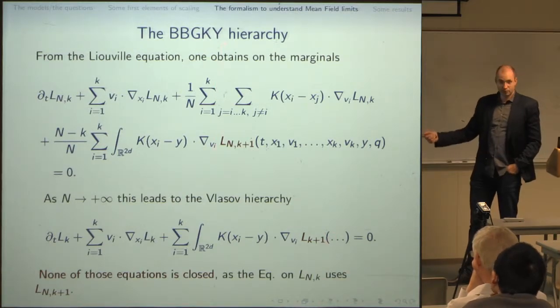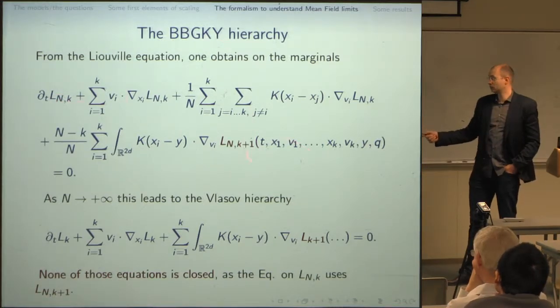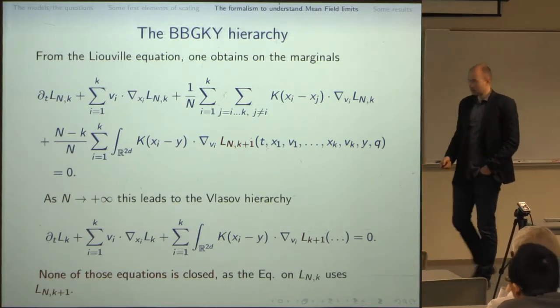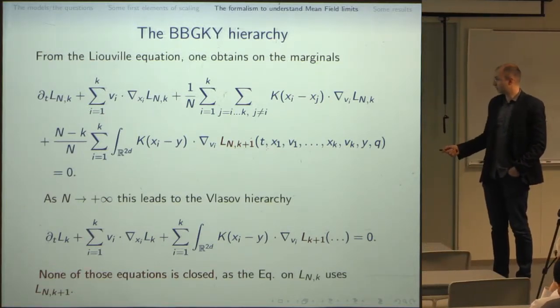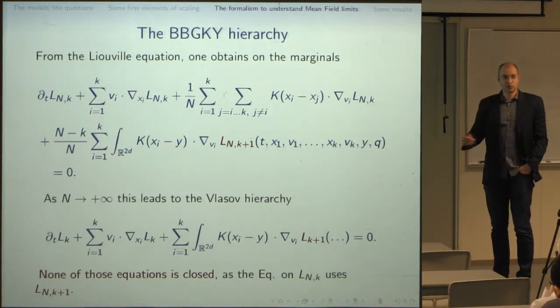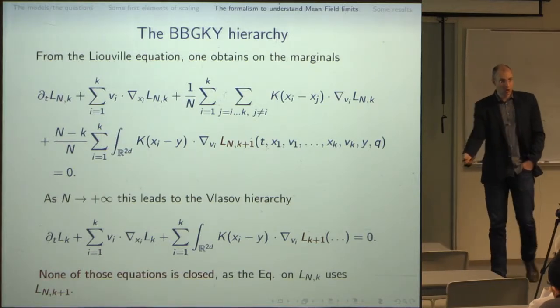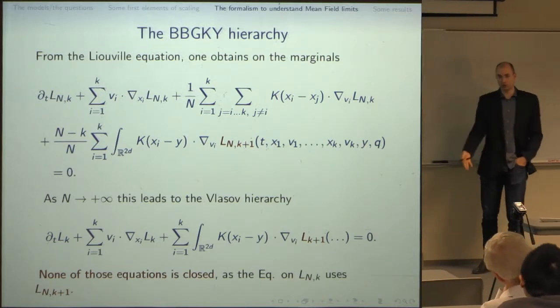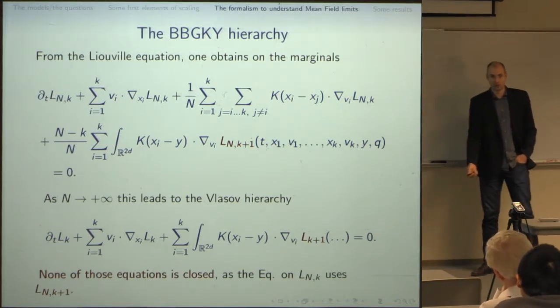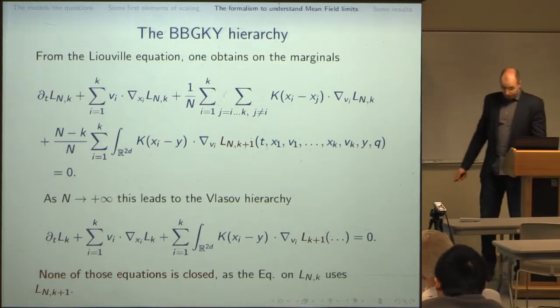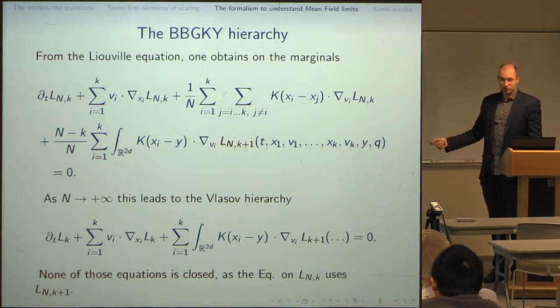And the same thing happened before you were passing to the limit. The equation of Lnk involved Lnk plus 1. So if you want to work with a guy like that or a guy like this, you need to consider all of them. All infinite countable number of them. Mathematically, this is a horrible system. Really a horrible system.